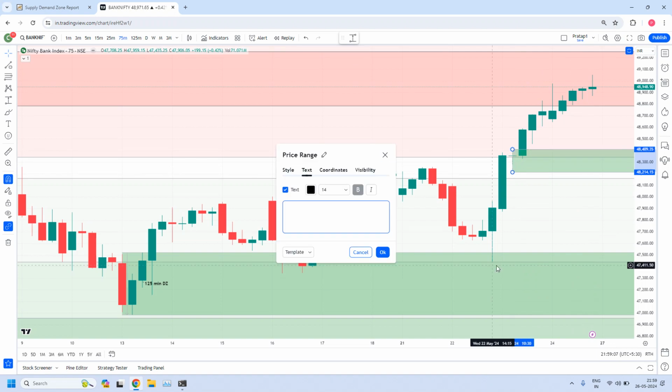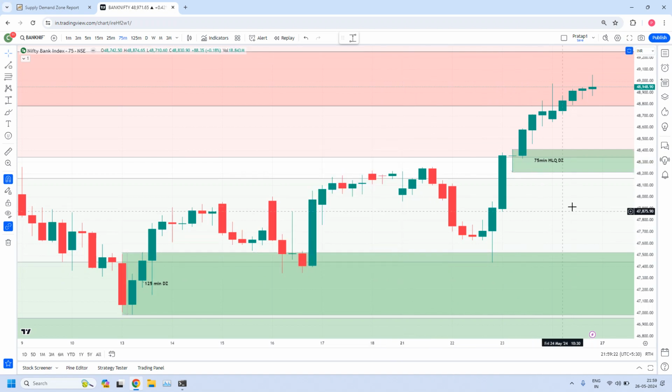This is the 75 minutes. High liquidity demand zone. Probably this coming week, this zone might be playing an important role, in case there is a retracement.